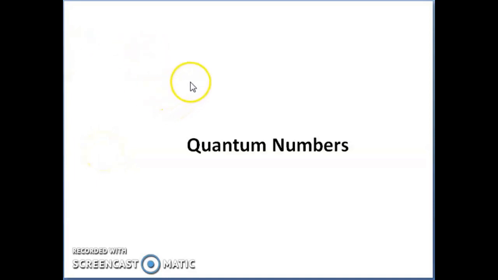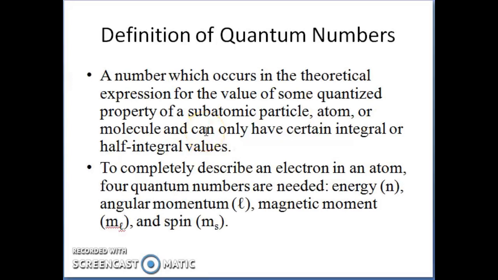Chapter 2, Atomic Structure. We are going to discuss today atomic quantum numbers. If we ask what quantum numbers are, they are nothing but numbers that occur in a theoretical expression for some quantized property of a subatomic particle, like an atom or a molecule, and they can only have certain integral or half-integral values.